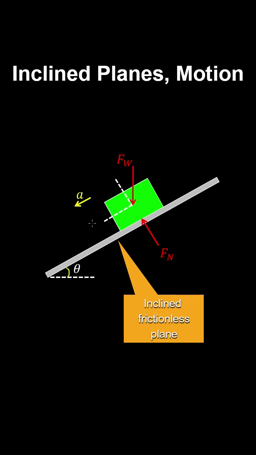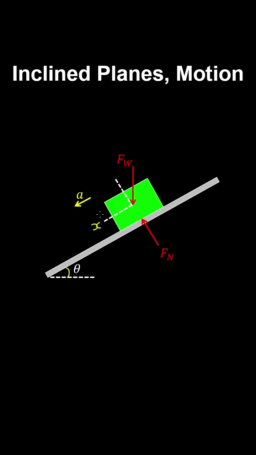Well, we can analyze the motion in a coordinate system with an axis parallel to the plane and another perpendicular to the plane. And we can resolve the force of weight into components that are perpendicular to the plane and parallel to the plane using vector addition. And now we can apply Newton's second law along the parallel direction. So using geometry, this angle theta is equal to the angle of the inclined plane.